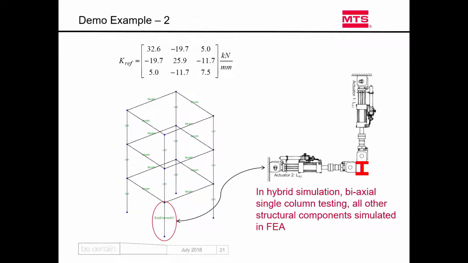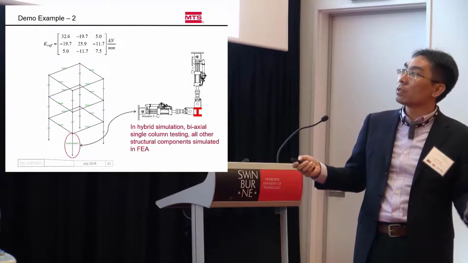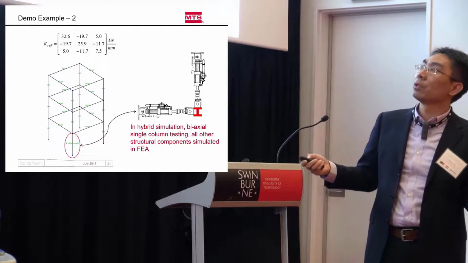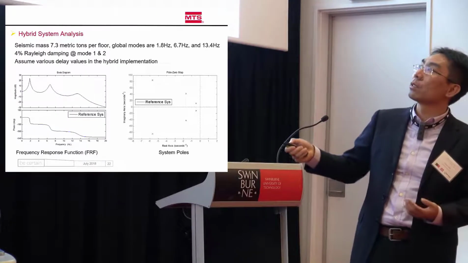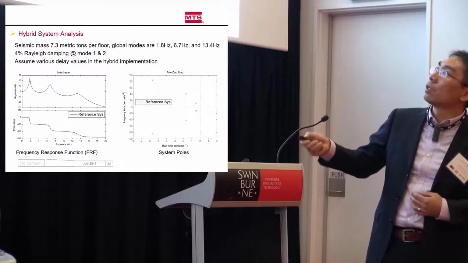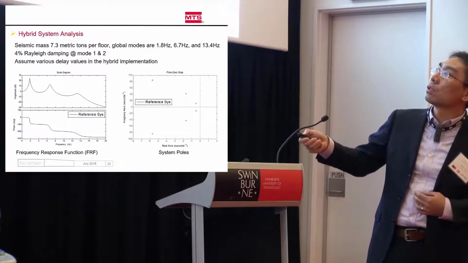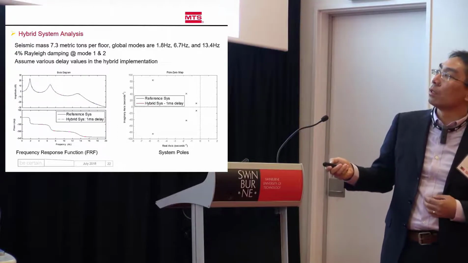And another demo example I want to show here is a very different substructure. Like Javad shows, if you have a lot of numerical elements, where all these other elements are modeled numerically, and what if we are only testing one of the column specimens? That's a different substructuring, a completely different hybrid configuration. That's the modes. And we start to introduce delay.